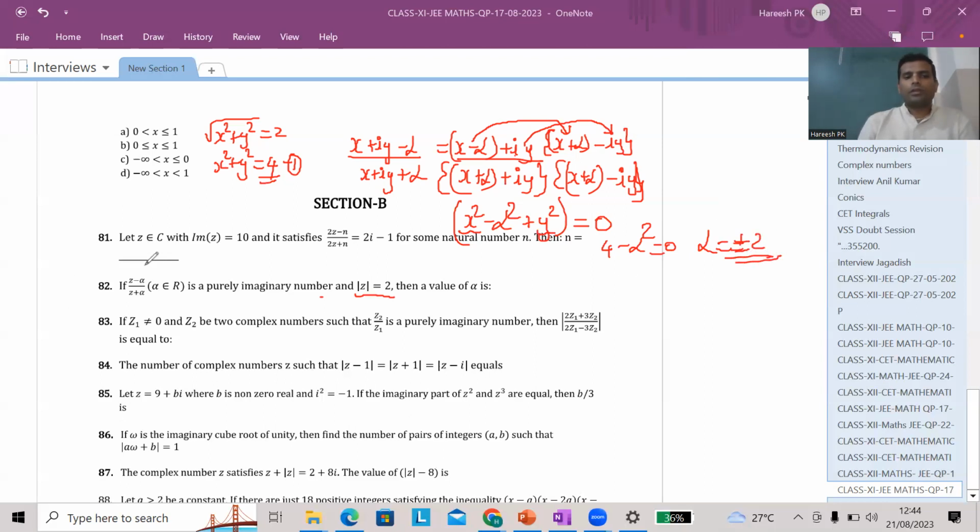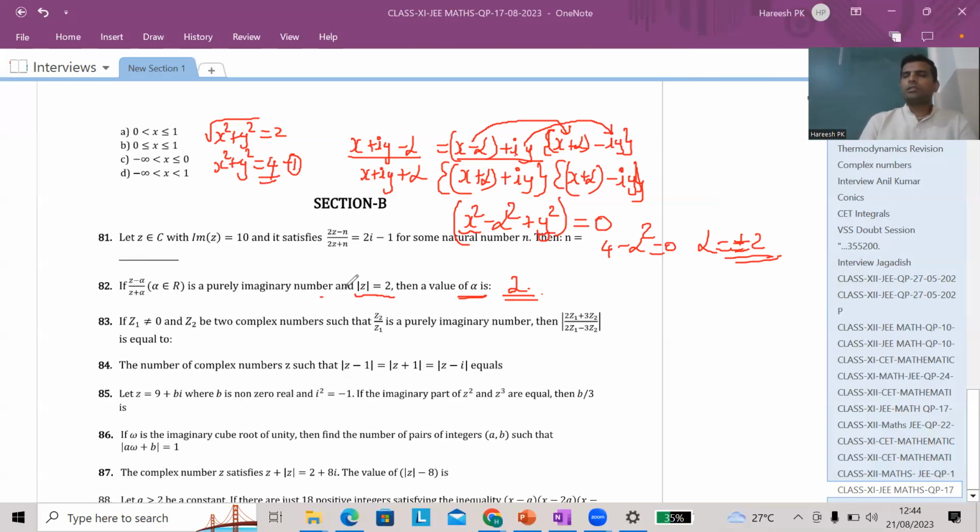So I'll end up here because they're asking a value of alpha, and in numerical type, we don't have an option to put a negative number generally. So we write the answer as 2. Okay, so please note this down. Then we'll move to the next question.